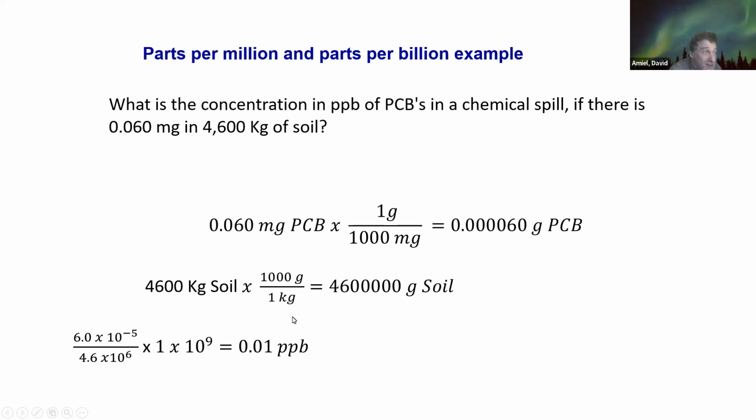So what does that mean? The interpretation is that if you had 1 billion molecules of soil, 0.01 of them is a PCB. So it's 0.01 parts in 1 billion of the solution, which in this case is the kilograms of soil. That's what it means. When we see that the concentration of CO2 in the atmosphere is 400 parts per million, that means that out of 1 million air molecules, 400 of them are CO2.